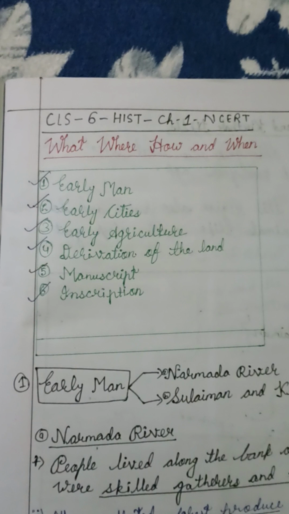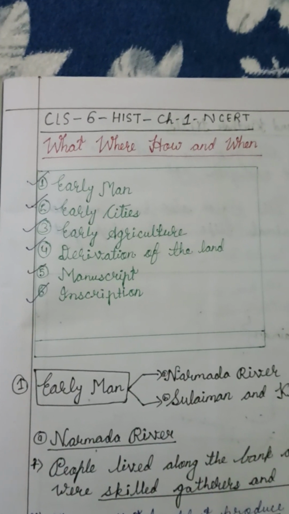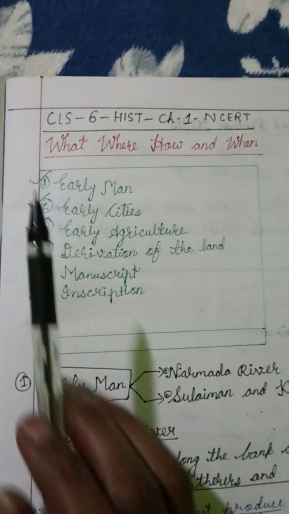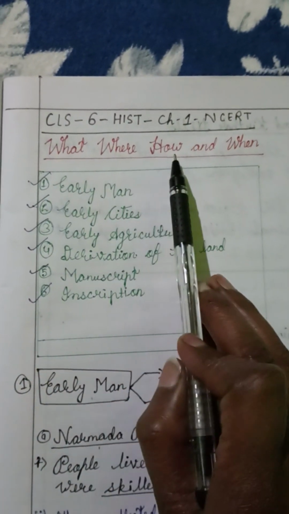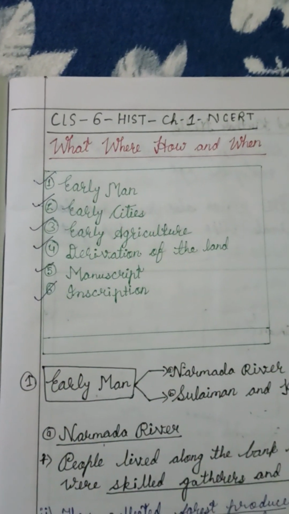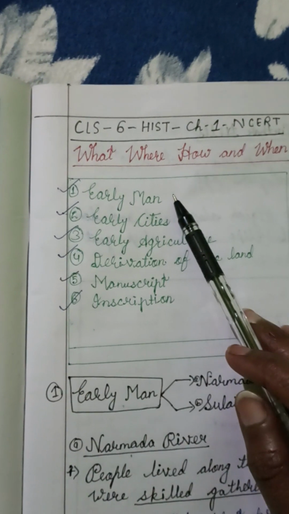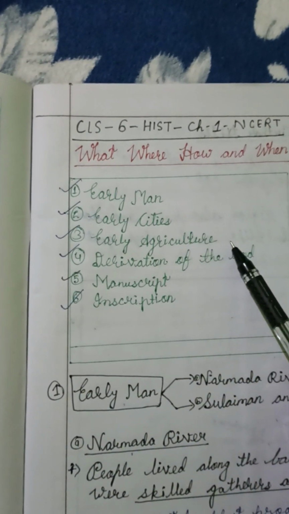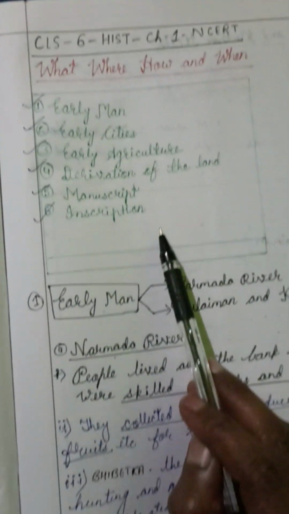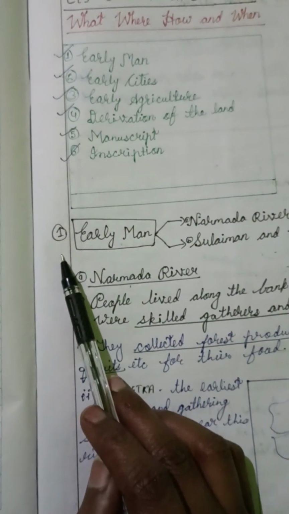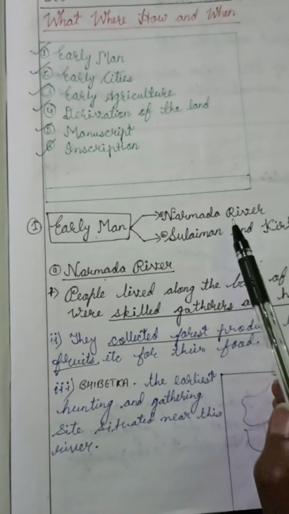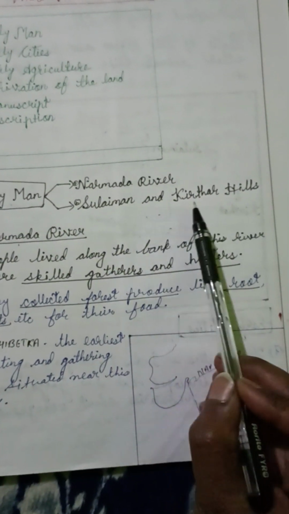Today we will study Class 6 History, Chapter 1 from NCERT, and the name of the chapter is What, Where, How and When. In this chapter basically we will focus on early man, early cities, early agriculture, derivation of the land, manuscript, inscription. First, let's discuss early man through two examples, Narmada River and Suleiman and Kirthar Hills.